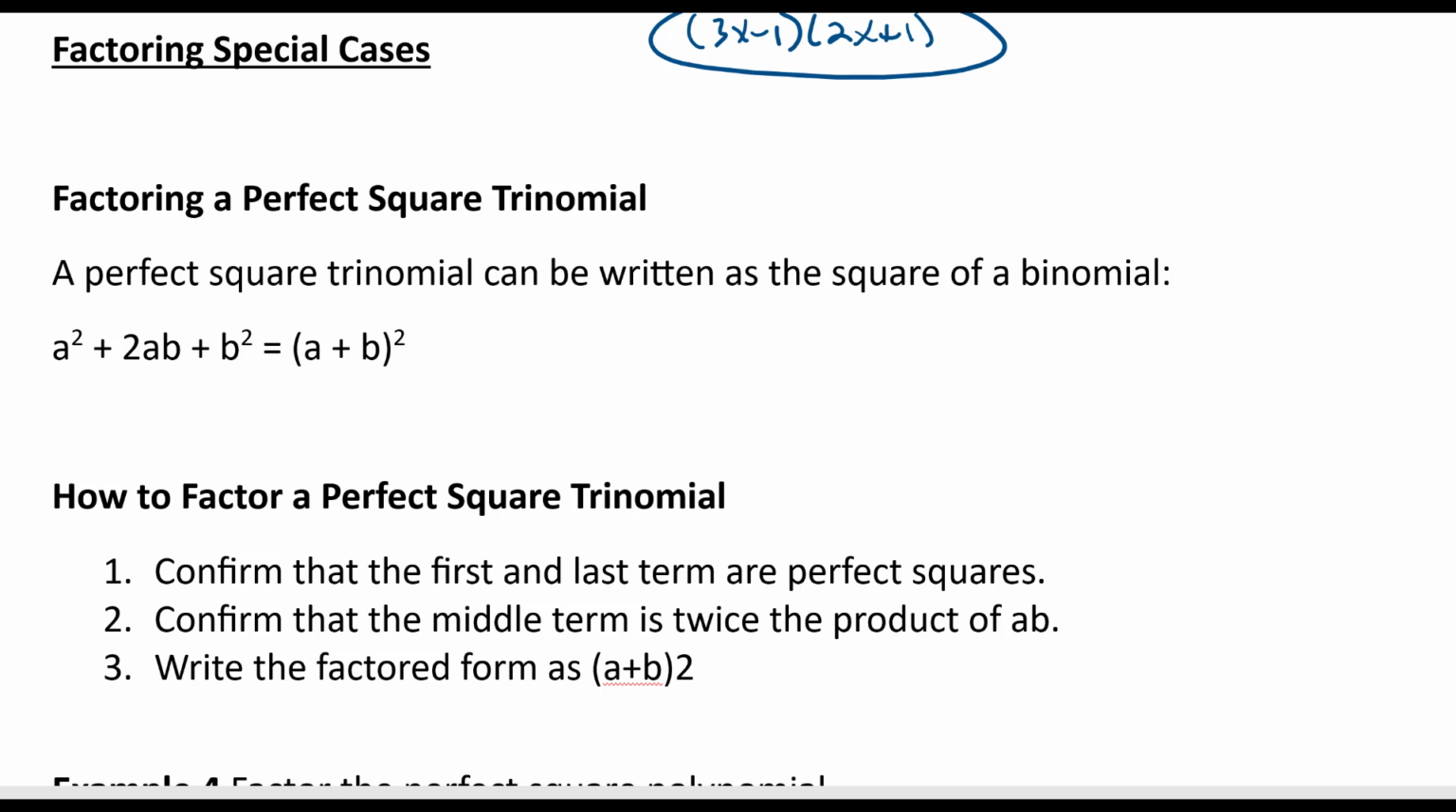Now we're looking at factoring special cases, and there are a couple of, I think 3 special cases, maybe not just a couple. So factoring a perfect square trinomial. We saw this in multiplying out when you have a plus b times a plus b, you get a squared plus 2ab plus b squared.